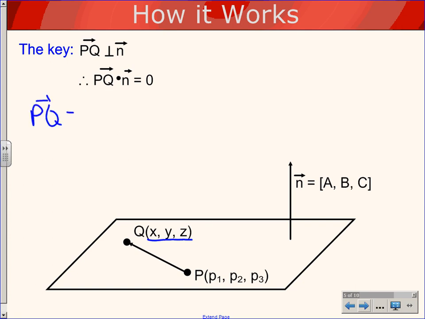So I need to know this first. I need to know what PQ is. So the vector PQ, we've talked about a couple ways of calculating vectors like this. The other way you do it is you take the second value and subtract the first. So for vector PQ, you take the x coordinate of Q and subtract the x coordinate of P. So x minus P1, y minus P2, and z minus P3.